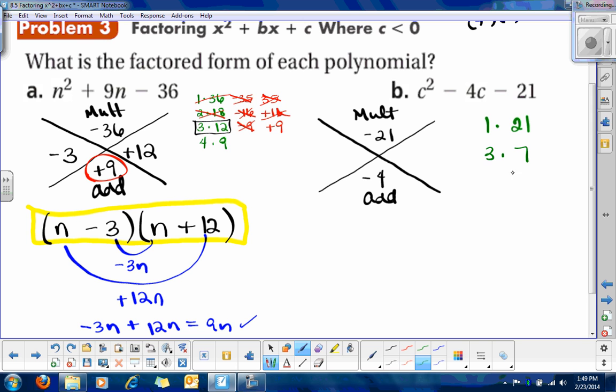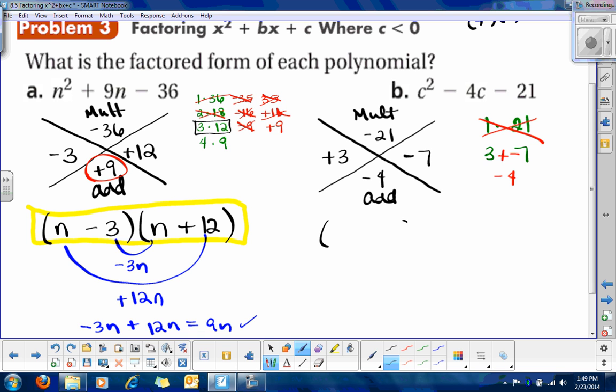Well, we know that 1 and 21 is not going to work. So here, the 3 and the 7, that's going to give me 4. But I want to have a negative 4, right? So which one of these has to be positive, which one has to be negative? Well, the 7 has to be negative, so that when I add, I get negative 4. Okay? So those are our factors. So we're going to use positive 3 and negative 7.